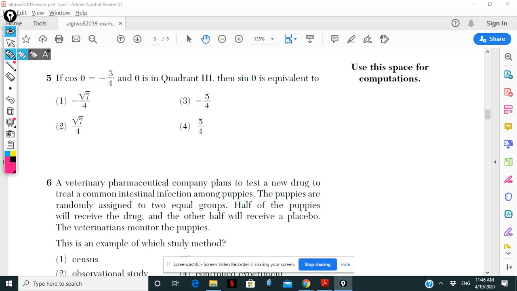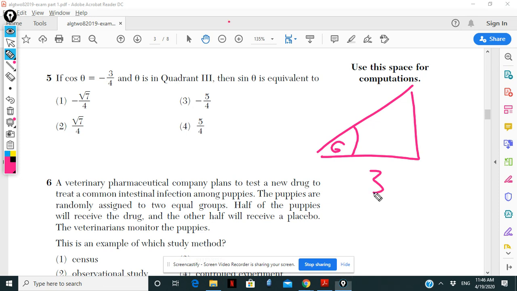Question number 5. So if cosine theta, so here is theta, cosine is adjacent over hypotenuse. I'm going to do the calculation without the sign now. The hypotenuse is 4, the adjacent is 3. I'm going to try to find the opposite.